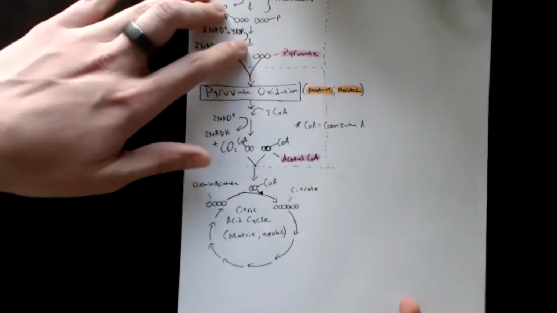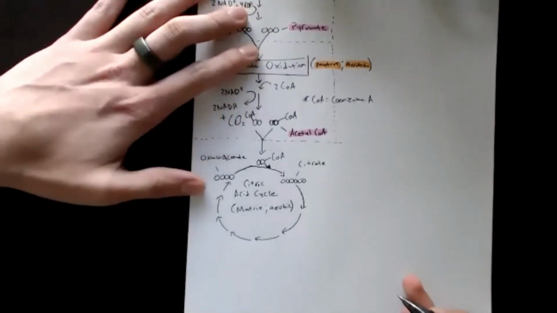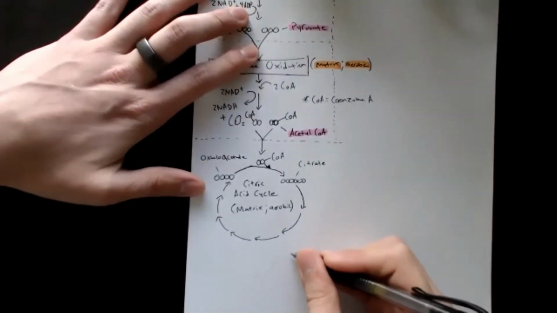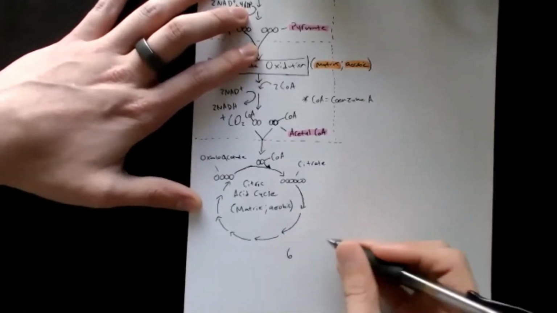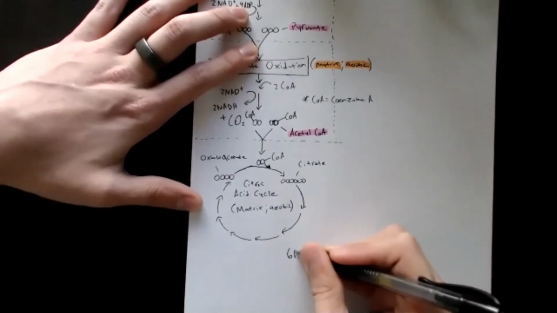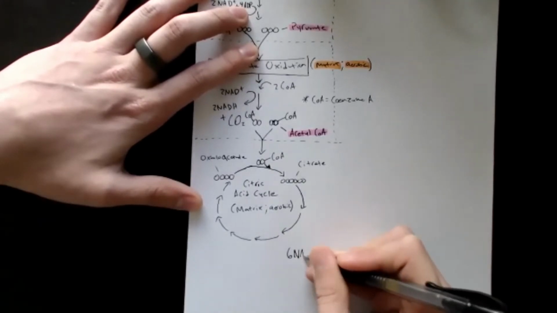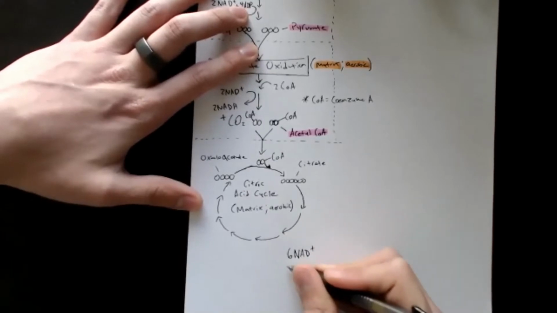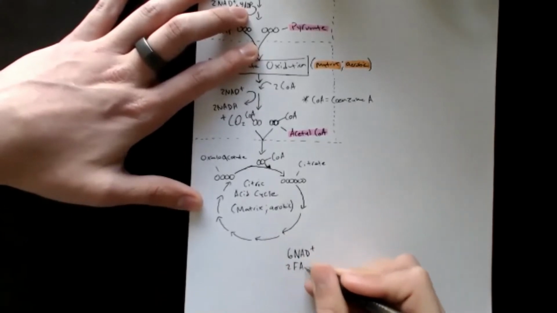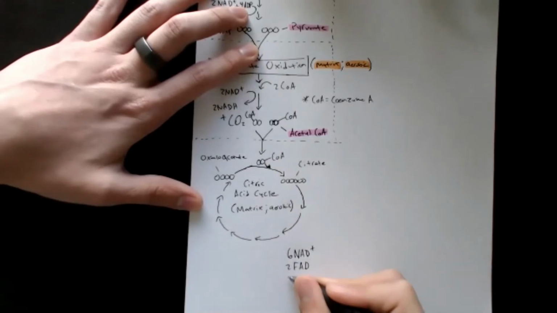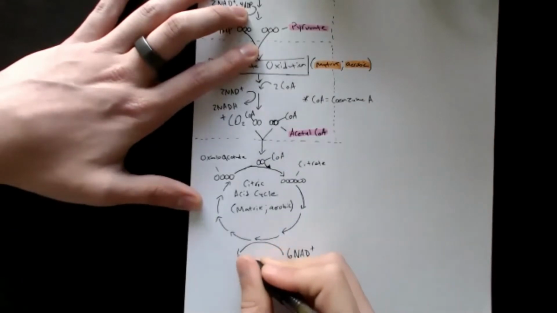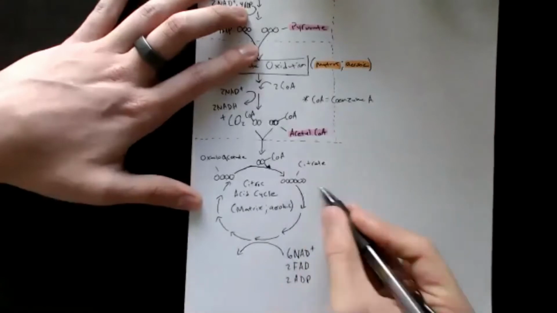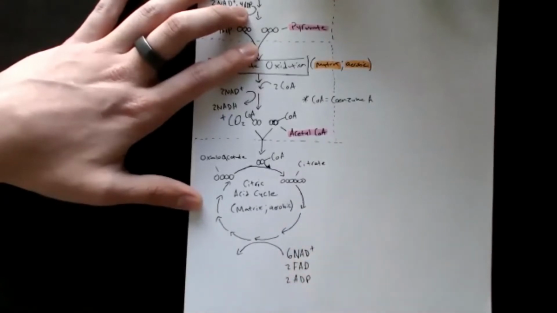Now let's talk about what we're making. We got a lot of room here. So I'm going to be detailed here, but I'll tell you what the most important things are for you to know. So we take 6 NAD plus, we take 2 FAD, we take 2 ADP. We plug that in, not all in one step. This is in various steps, but I'm just summarizing it here.